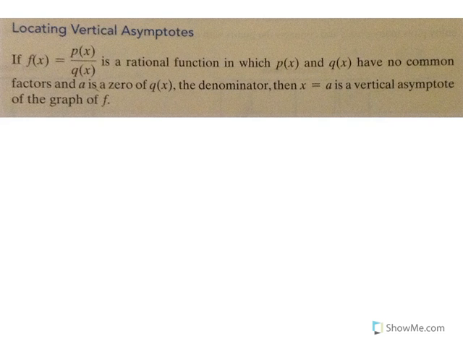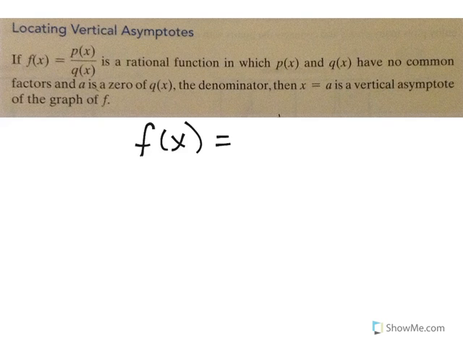Now, we're going to talk about locating vertical asymptotes. If f of x is equal to p of x over q of x is a rational function in which p of x and q of x have no common factors and a is a 0 of q of x, the denominator, then x equals a is a vertical asymptote of the graph of f. So that probably may not make any sense whatsoever to you. So let's write it out as a problem. Let's use a problem as an example.